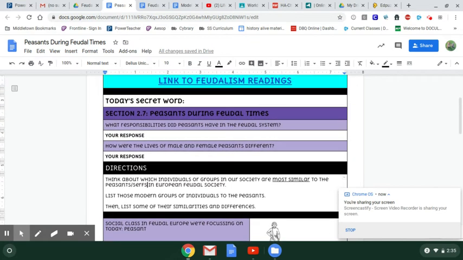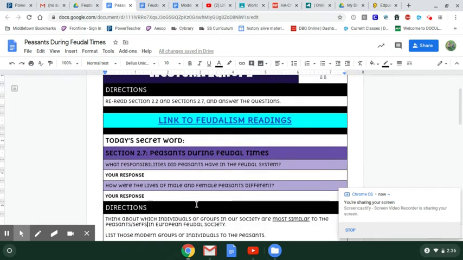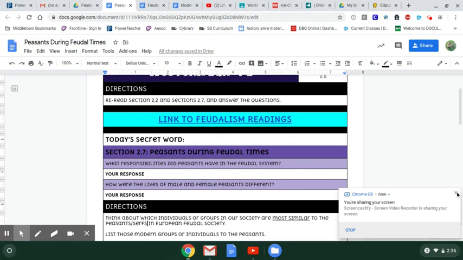Today we have peasants. Peasants is the last and the bottom level. And within peasants, we're also going to talk about serfs. Serfs are like a kind of peasant, but not exactly the same. Today, the reading is only focused on peasants, but I'm going to talk about the difference between peasants and serfs today.